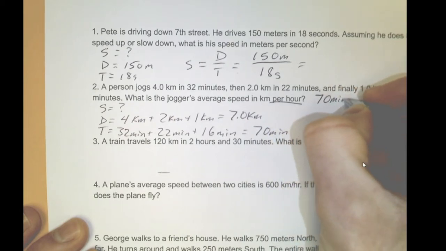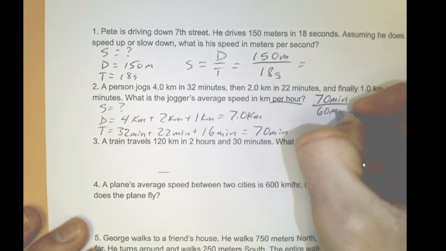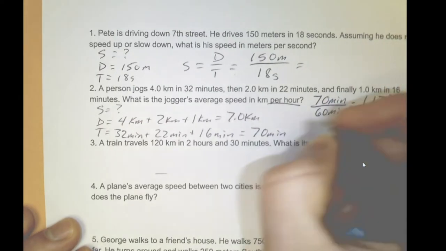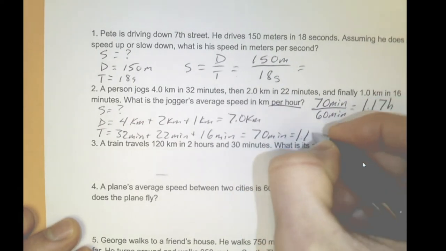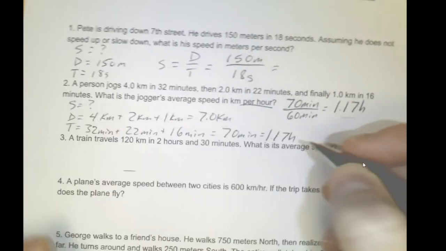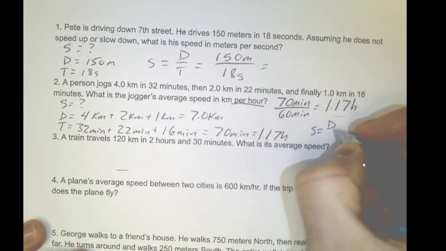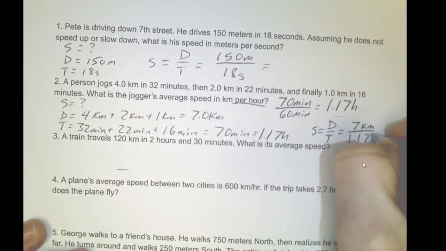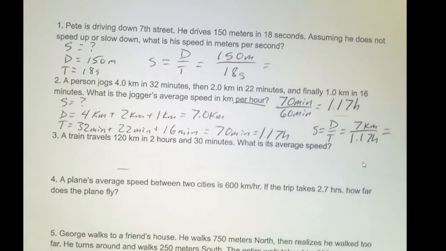70 minutes divided by 60 minutes in an hour gives us 1.17 hours. So the time we'll use is 1.17 hours. So speed equals distance over time. 7 kilometers divided by 1.17 hours is what you're going to do.